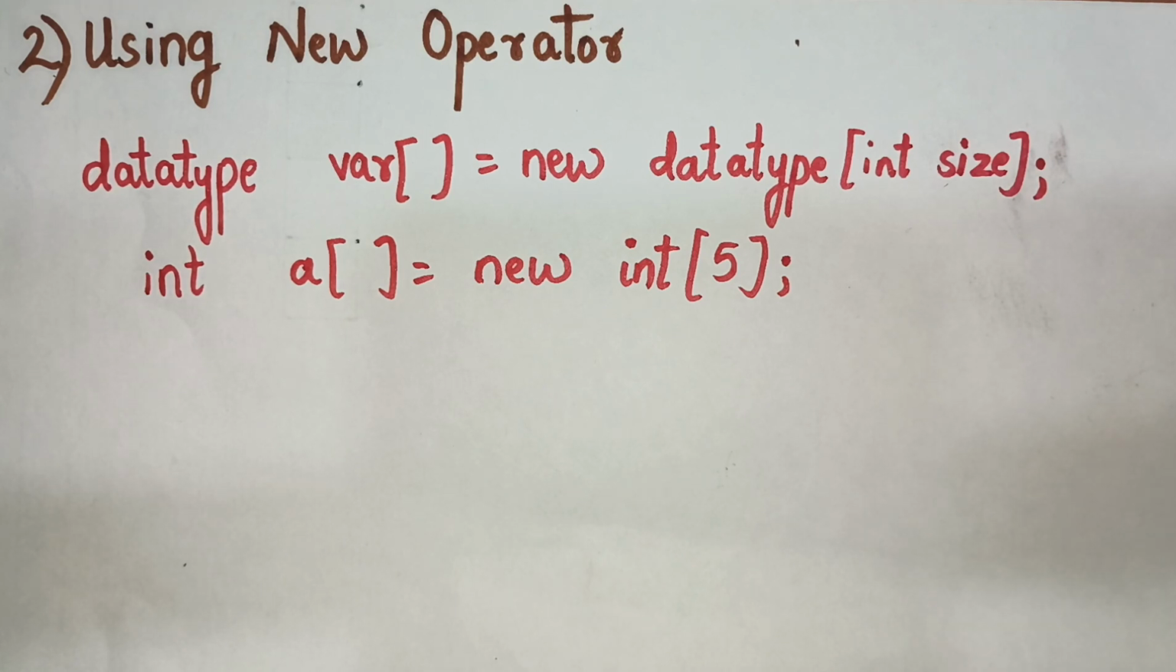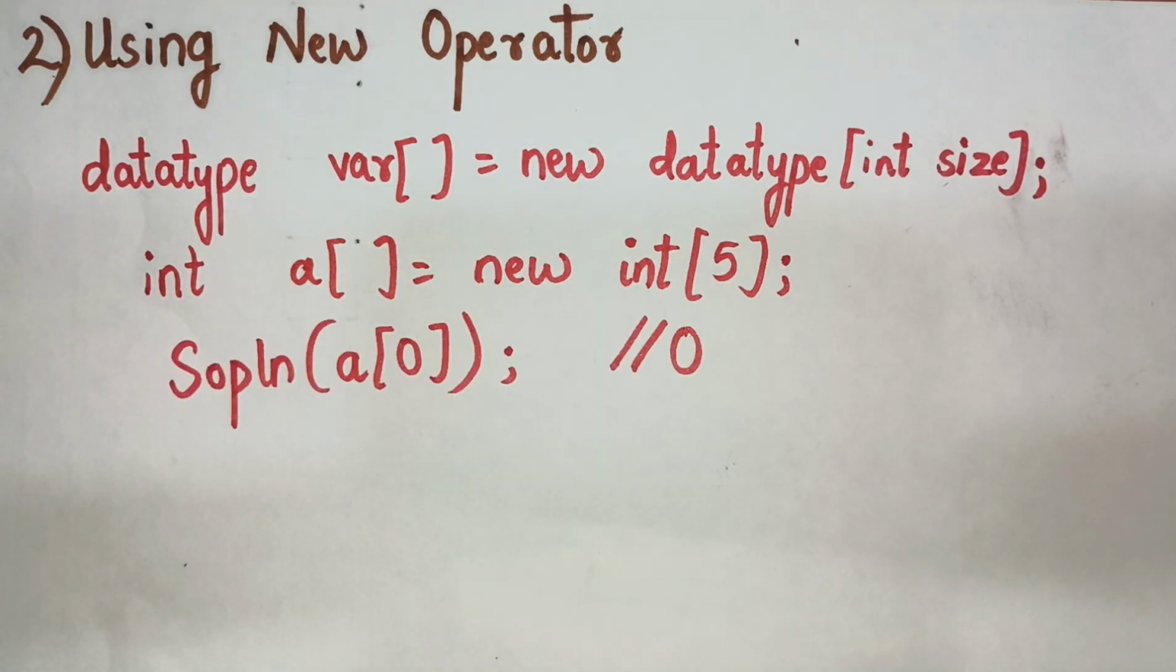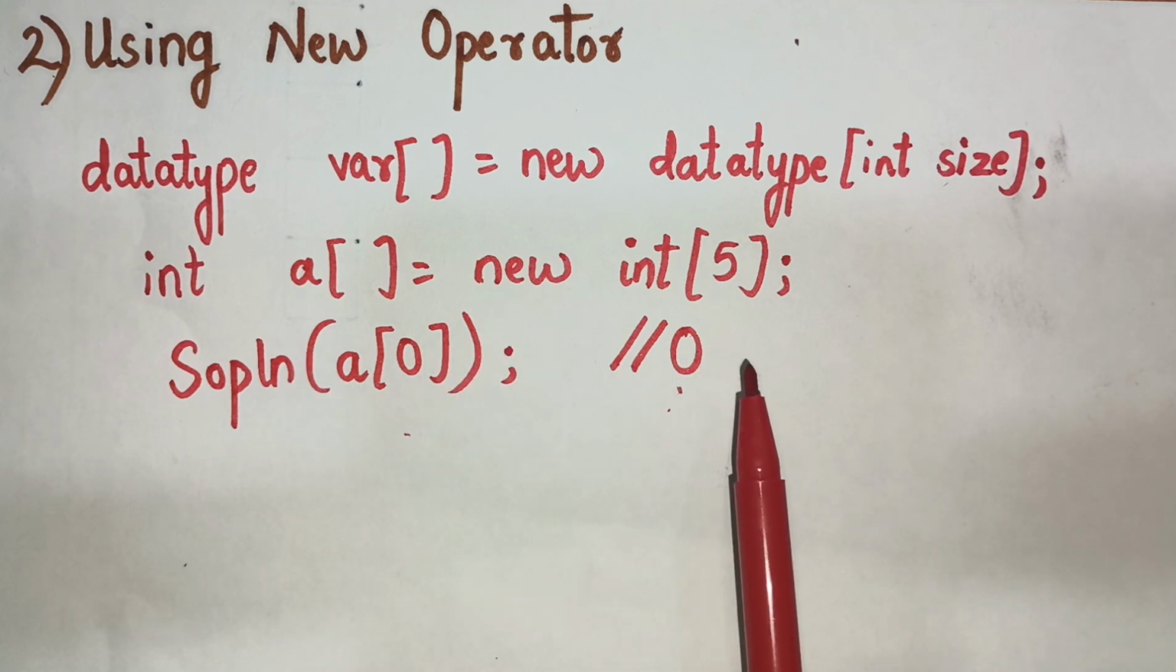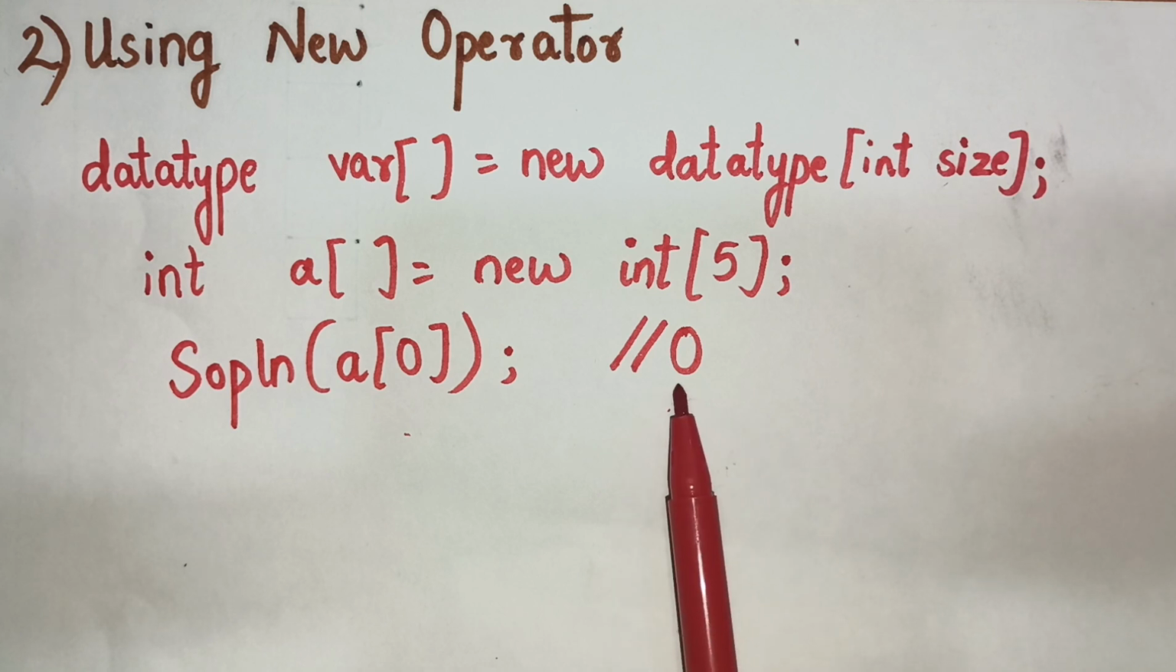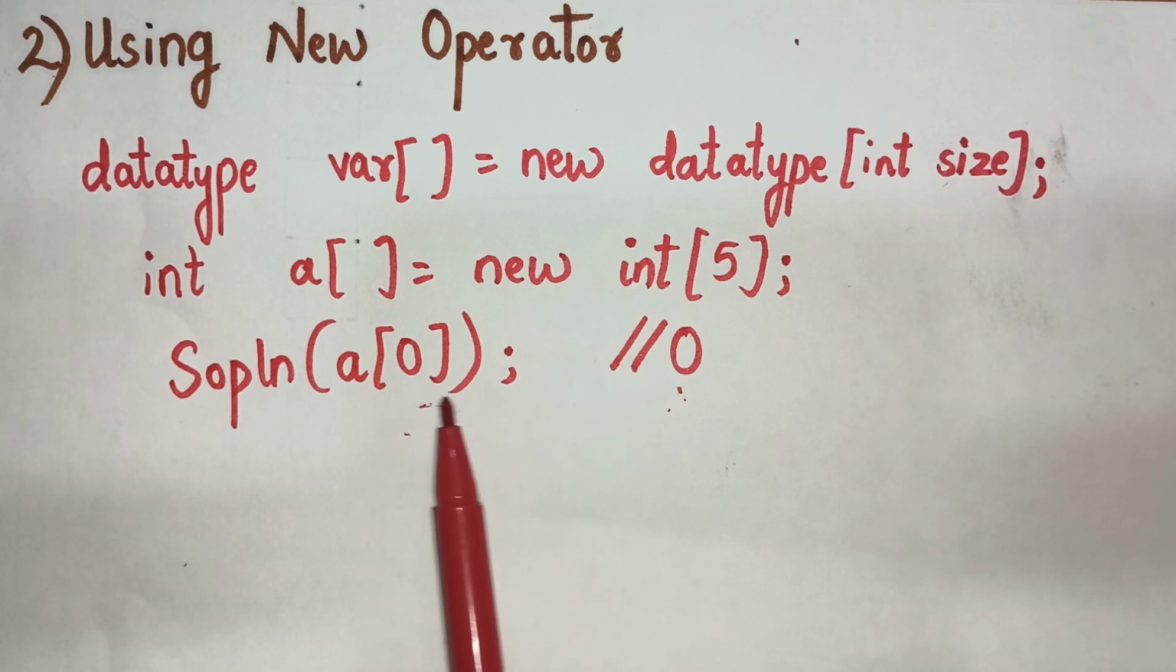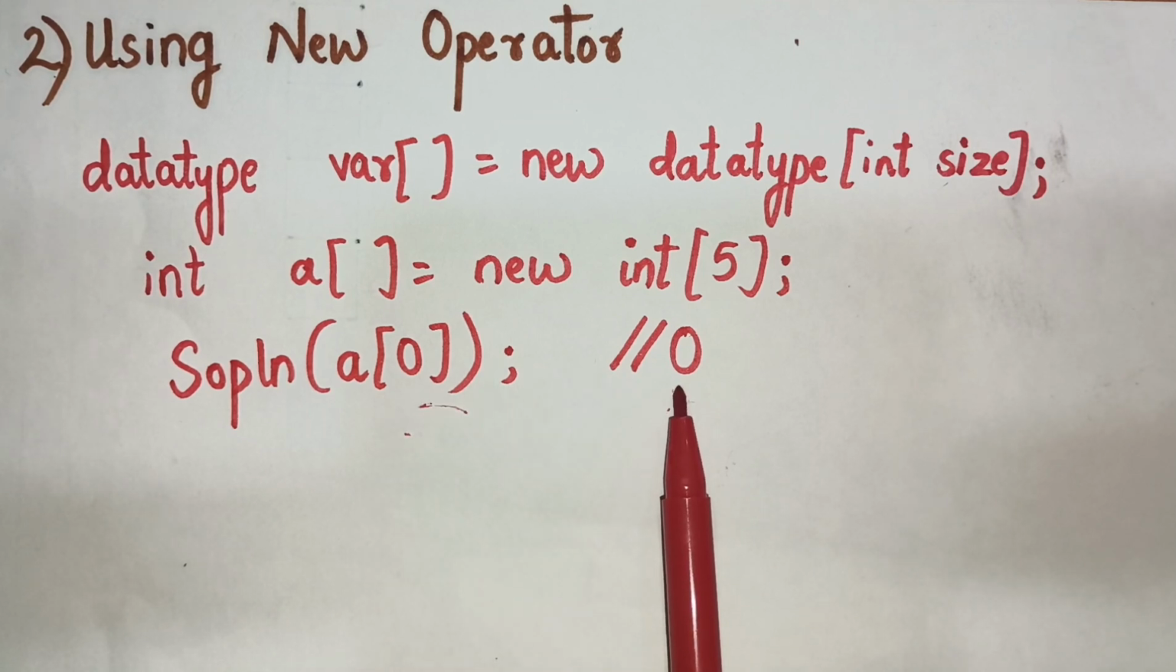Now here, when you try to access the array elements, you will get 0. This is system.out.println a of 0. Now we are trying to access the element at the first index position. We will get the output as 0 because the default value for integer type of data is 0. Here you have created a block of memory, but you have not stored any values. So when you try to access the array elements, you will get the output as 0.